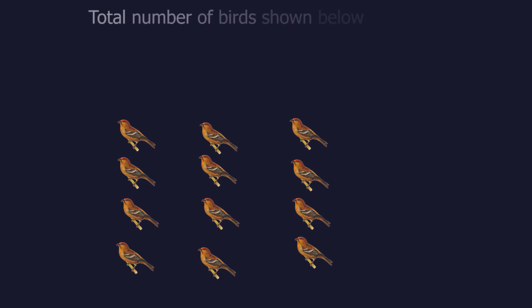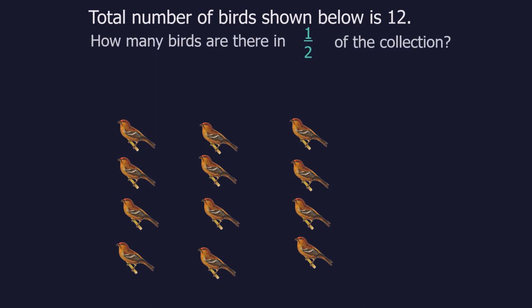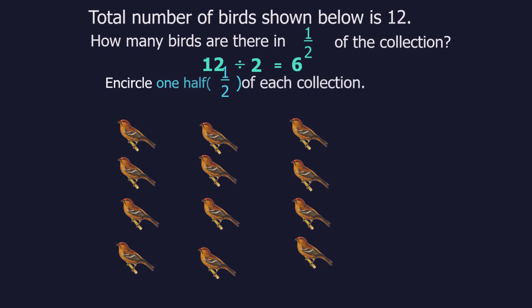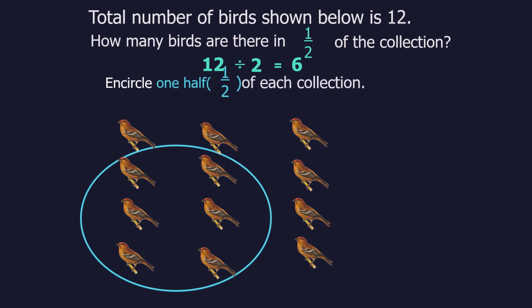Now let us revise. The total number of birds here is 12. How many birds are there in 1 by 2 of the collection? So total 12. What should we do? 12 divided by 2, that is equal to 6. So 1/2 means that 6 birds are there in 1/2 of the collection.